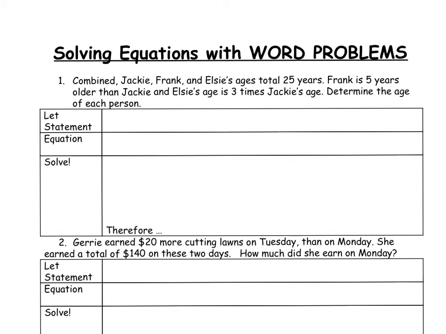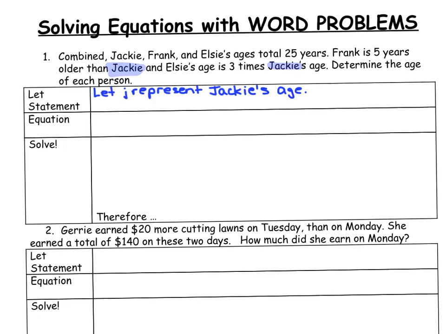And we're going to focus on the second line where it's talking about Frank being older than Jackie and Elsie also being older than Jackie. Because what we're going to highlight is the fact that both Frank and Elsie's ages are given to us as some kind of a function of Jackie's age. So we're going to focus on Jackie's age with our let statement. So the first thing we do is we need to determine a variable, and we're going to use J. So we're going to let J represent Jackie's age.